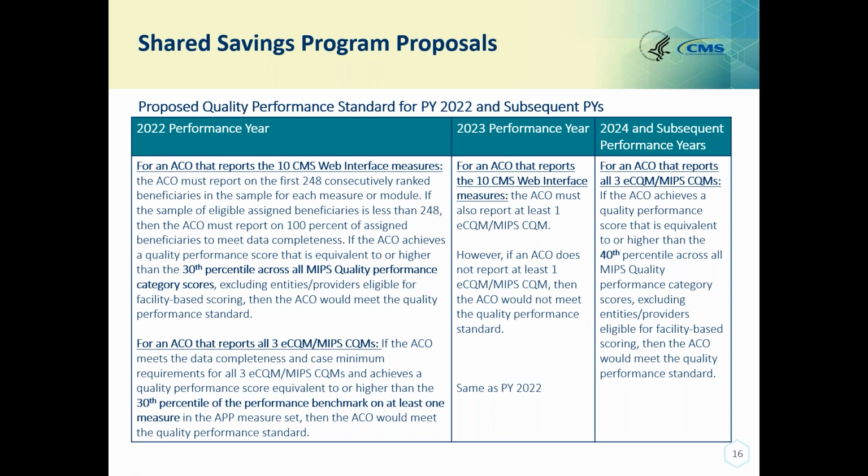For 2024 and subsequent performance years, we propose that if an ACO reports the three ECQMs, MIPS CQMs, meets the data completeness and case minimum requirements for all three measures, and achieves a quality performance score that's equivalent to or higher than the 40th percentile across all MIPS quality performance category scores, then the ACO would meet the quality performance standard. So that is the end of my presentation.